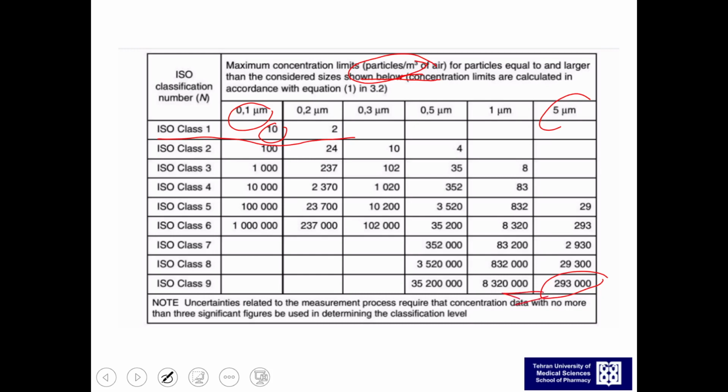So it is not properly clean. But in class 1 and class 2, the maximum size of the particle should be 0.5 micrometer. It is already 4 or 35 in class 3 and class 4.